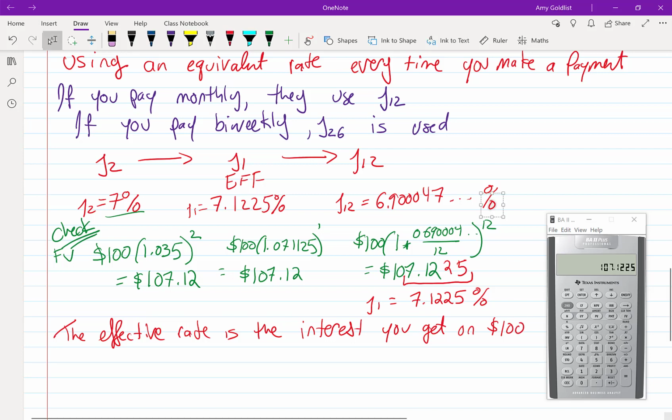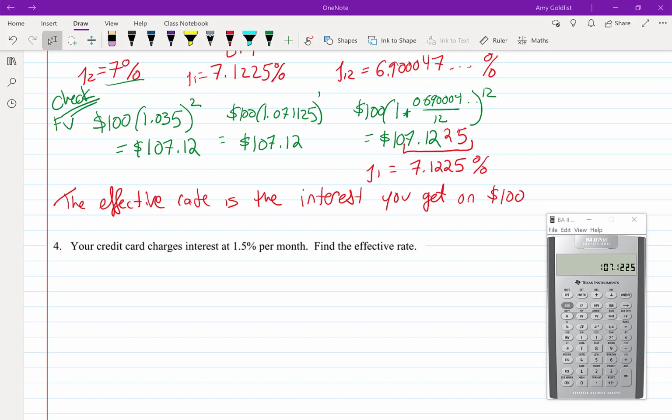Let's do one more. Your credit card charges interest at 1.5% per month. Find the effective rate. Credit cards. One thing to remember is unless you're told differently, all credit cards are monthly. This is a piece of what we call domain knowledge. It's knowledge that you really should have. A question will not necessarily tell you that credit cards are monthly, so that's something you need to know. Let's find the effective rate.